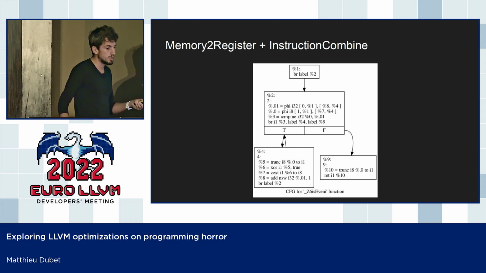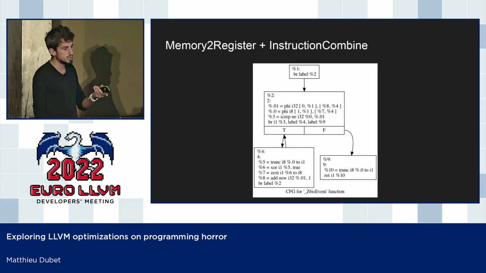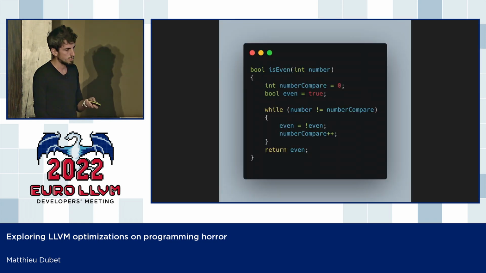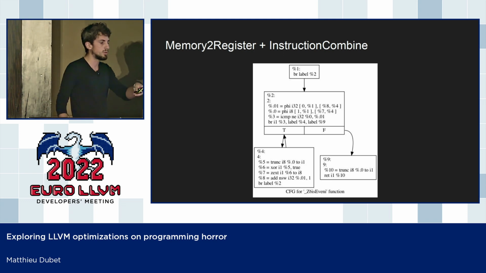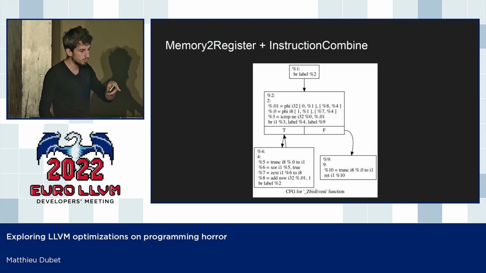After those two phases, you see that it looks fairly similar to the GCC assembly. So there are two variables, 0 and 1, which correspond to a number compare. And there is the variable 0 with the phi node, which is a byte. This one corresponds to the result, the Boolean result even. And you see that it's doing the comparison, and then it's going to loop. If it's not over, it's continuing. So it's basically the same algorithm as the C++ one.